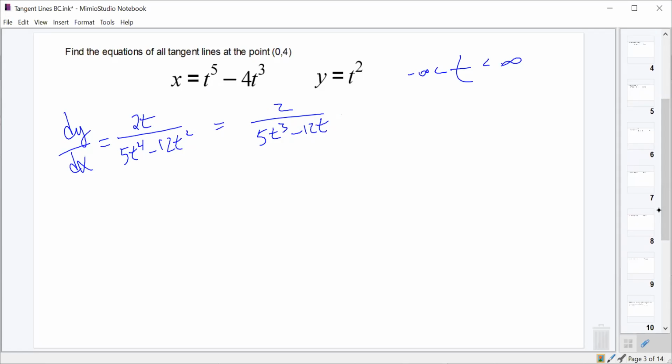Okay. So now the question is, how do we figure out the actual equation of the tangent line? We know the slopes are 2 over 5t cubed minus 12t, and we know the point is 0, 4, but I need to figure out what? I need to figure out the t value to plug into this derivative to get the right slope, don't I? So how do we figure out the correct t value?